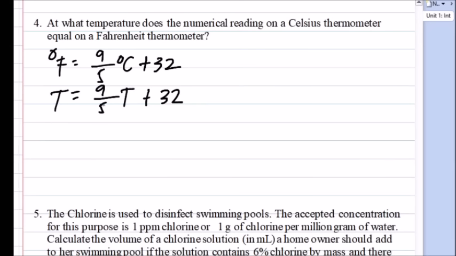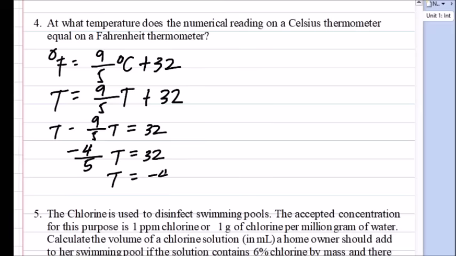So, ilipat lang natin itong 9/5T sa kabila. So, magiging negative. T minus 9/5T. Tapos, we can have negative 4/5T is equal to 32. Then, multiply na lang natin sa 5. So, times 5, 160, divided by negative 4. So, makukuha natin is negative 40 degrees Celsius.